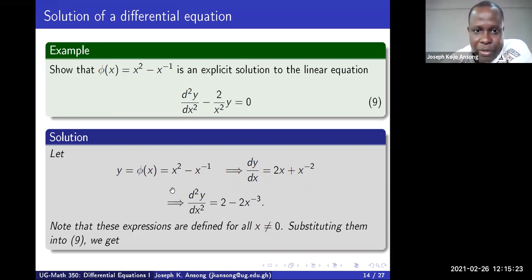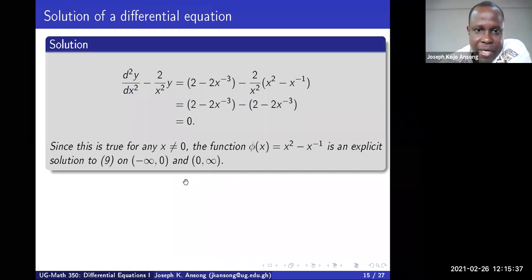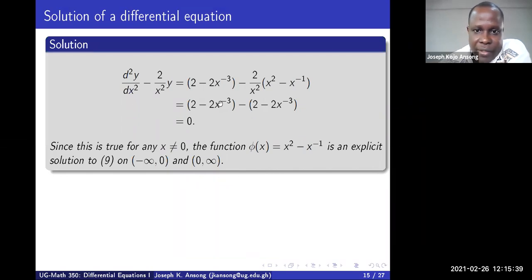Note that all the expressions here, this thing here is 1 over x, are defined for x not equal to 0. So we assume that x is not equal to 0, otherwise this will not be defined. If you plug them in, the second derivative term is this, minus 2 over x squared, and y is the function given. Simplify this and the 2's cancel, the cubic terms cancel, and you end up with 0, which is the right-hand side of the equation.